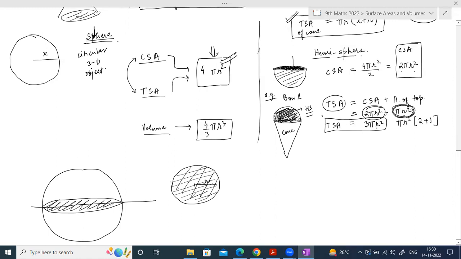मोर क्वेश्चन. सर यू कैन कंटिन्यू यस फर्स्ट. यस, बोलो बोलो. सर मैं बोल रहा था, जो आपने 4 पाई आर स्क्वायर है, उसको 2 से डिवाइड किया तो सर वो 2 पाई आर स्क्वायर बन गया राइट?